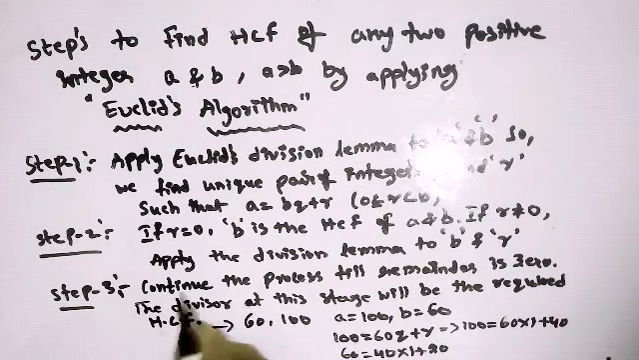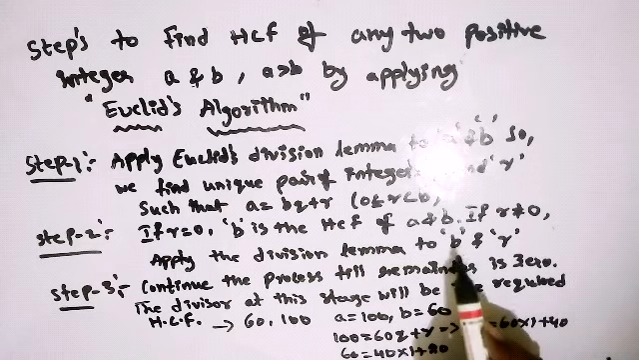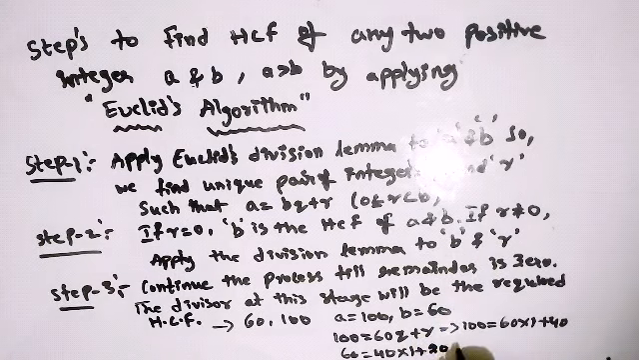Step 3: continue this process till the remainder is 0. Again here the remainder is not 0, so I have to continue this process until we get 0. Again we take B, and we apply it to B and R. Here B is 40 and R is 20.